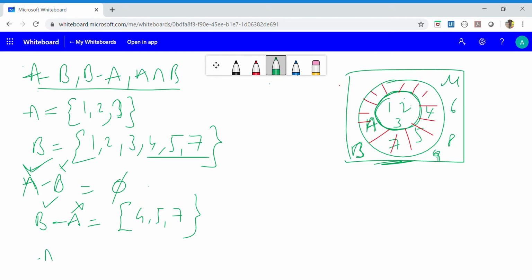Next, A intersection B means common elements. What are the common elements? 1, 2, 3. So 1, 2, 3 is the A intersection B. Okay.